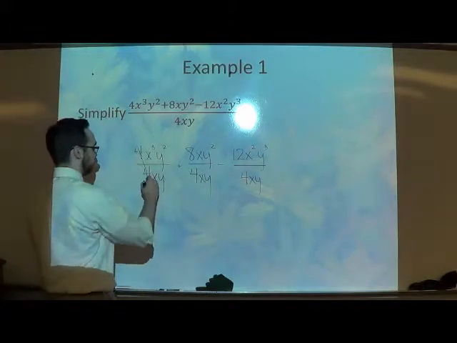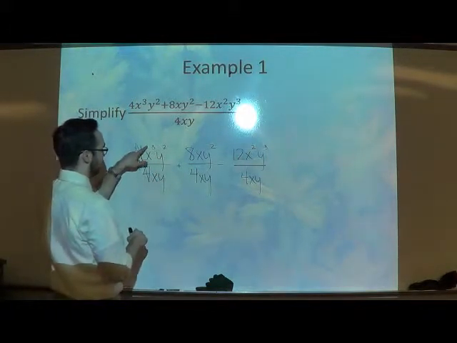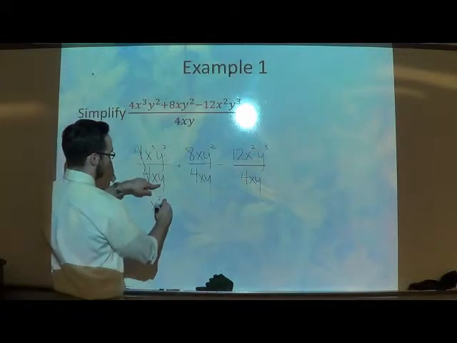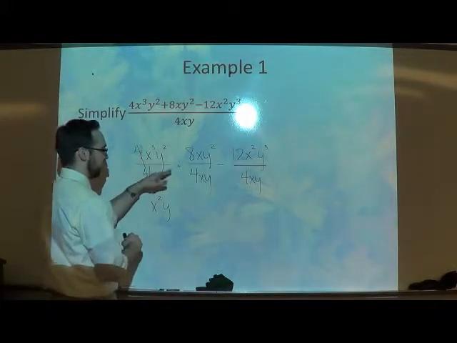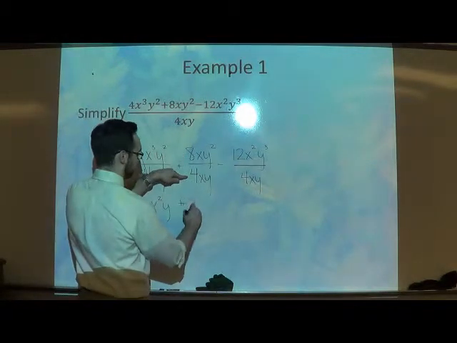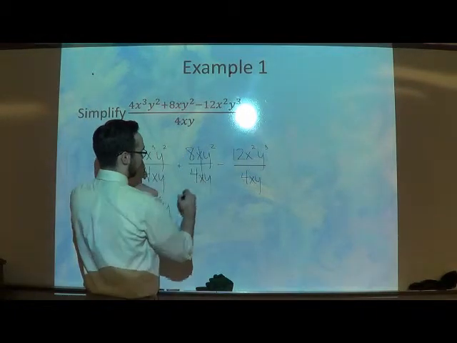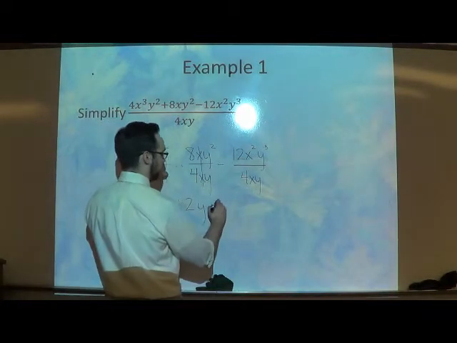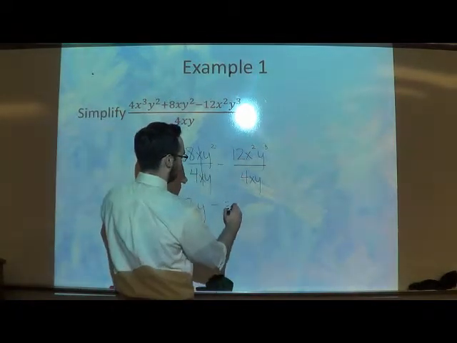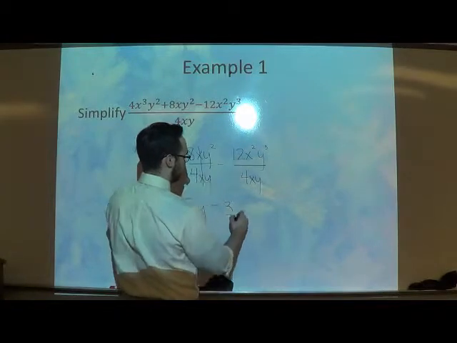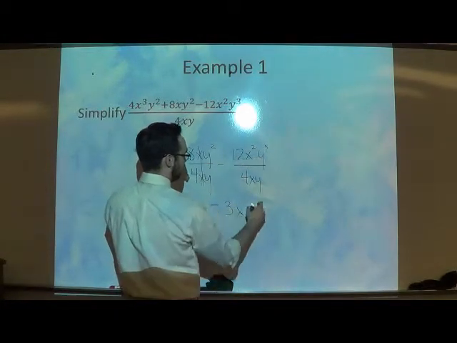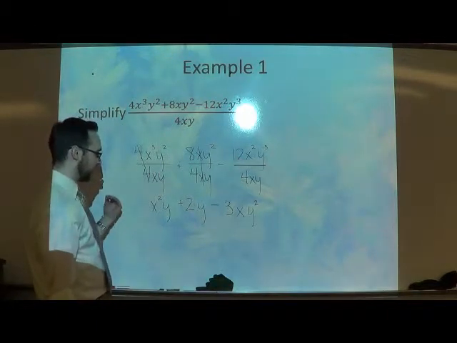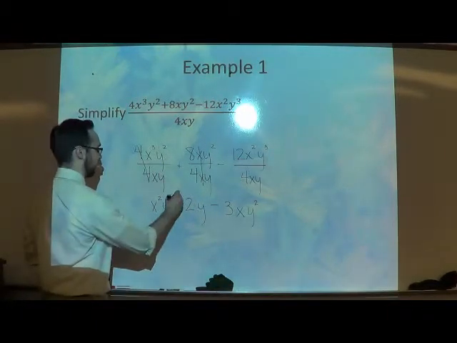So 4 over 4 will simplify and go away. X cubed over x is just x squared. Y squared over y is just y. 8 over 4 is 2. X over x cancels, and y squared over y is just y. Minus 12 over 4 is 3. X squared over x is x, and y cubed over y is y squared. You look to see if there are any like terms; there are not, so this is our final answer.